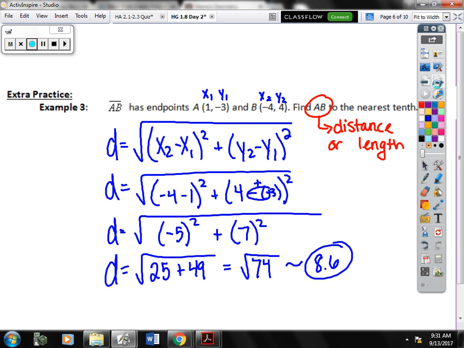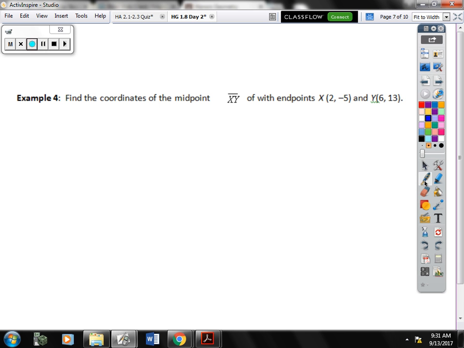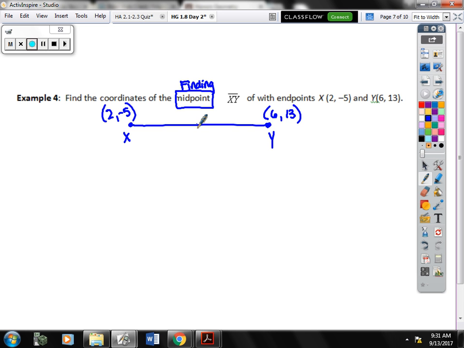Okay, the next one we have says find the coordinates of the midpoint. So you're finding the midpoint. If you'd like, you can go ahead and draw the segment. We have segment X, Y. X has coordinates 2, negative 5. Y has coordinates of 6 and 13, and we're finding the value of M, the midpoint, which is in the middle. If you want, you could use the pattern to find out how long the distance from 6 to 2 is, and then cut it in half and add it back.